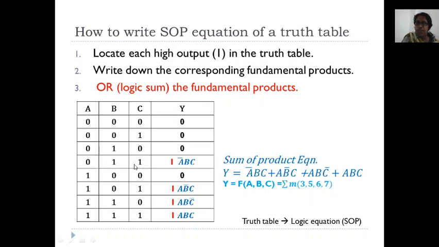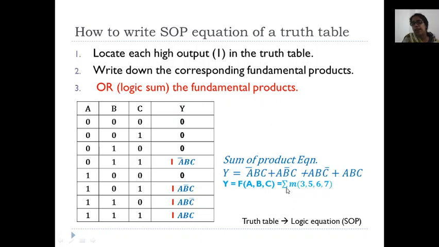So this entry, the first product, is corresponding to which number? 0, 1, 1 is which number? 2 plus 1, 3. And the second is corresponding to a, b bar, c, which number? 4 plus 1 is 5. Next is corresponding to 4 plus 2, which is 6. Next is corresponding to 7. So those numbers are entered in the symbol bracket.